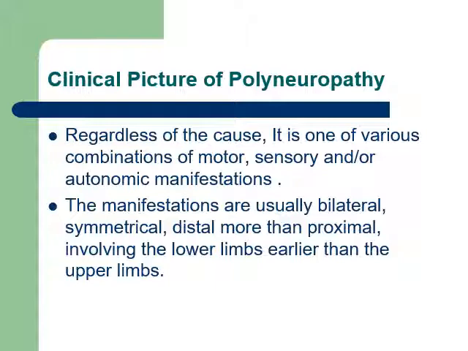So clinically, patients will come complaining of motor, sensory, or autonomic symptoms, and they have a pattern when it is polyneuropathy, which is bilateral, symmetrical, distal more than proximal, and involves the lower limbs earlier than the upper limbs because the fibers travel longer. If it is multiple mononeuropathy or mononeuropathy, the picture will be a little bit different as regards bilaterality as well as symmetry. It would be more unilateral and asymmetrical.